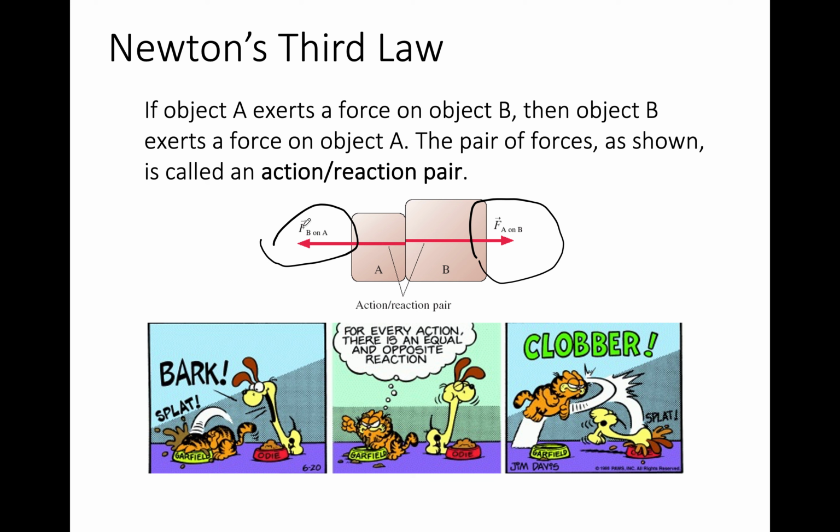Now here we want to emphasize, if we recall what Newton's first law and Newton's second law are, they are all only about one single object. But Newton's third law is about two objects, object A and object B. The force from A to B and the force from B to A have to be equal magnitude and opposite direction. This is Newton's third law.